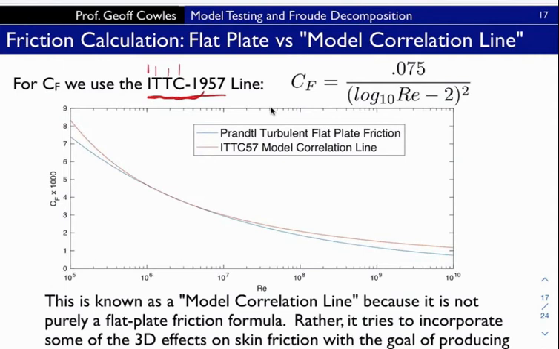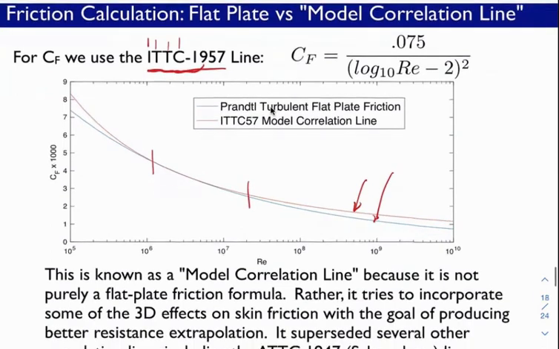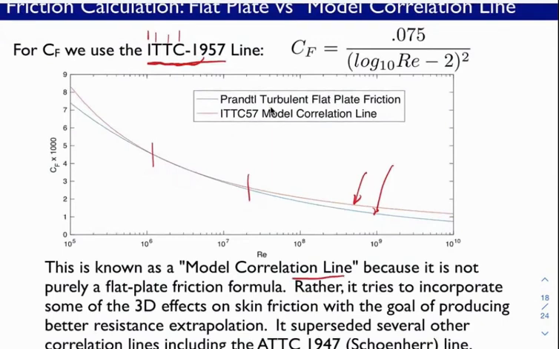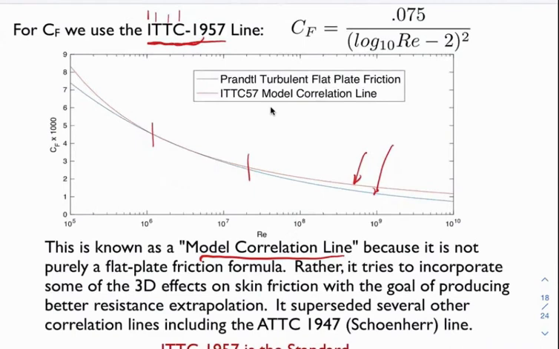I've plotted both of them here so you can see that they're quite similar. Blue is the Prandtl line we've been using in class, that Reynolds to the 1/5 power line. The red is the ITTC 57 line. There's a range of Reynolds numbers over which they're almost precisely the same, and then they're different at lower and higher Reynolds numbers. They call this a model correlation line rather than a flat plate friction formula because it tries to incorporate some of the 3D effects on skin friction. And these are basically curve fits that attempt to better incorporate estimates of skin friction for real 3D shapes.